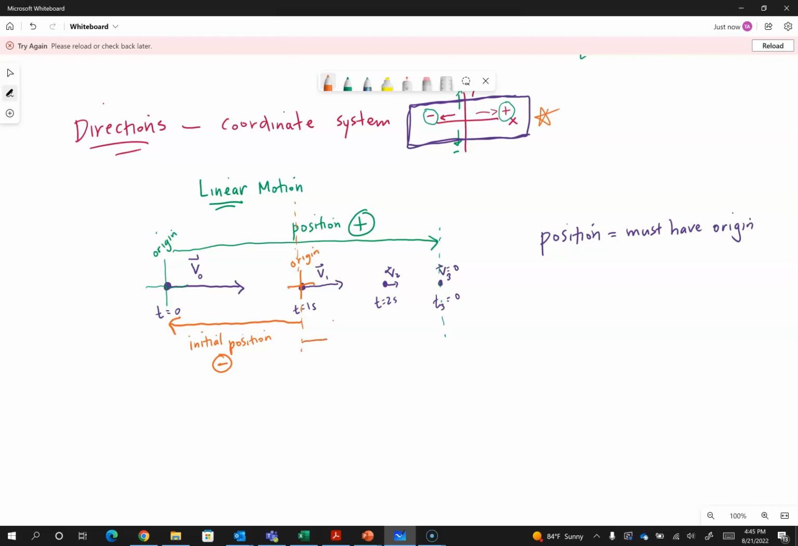If they wanted to know whether the final position, when the car's all the way over to the right, we would draw an arrow from the origin all the way to that final location of the car. Because that is to the right of the origin, we would say that's a positive position. So position, we always have to have an origin defined. If our homework is asking for just flat out, is position positive or negative, there has to be a picture or some sort of wording to explain where the origin is.